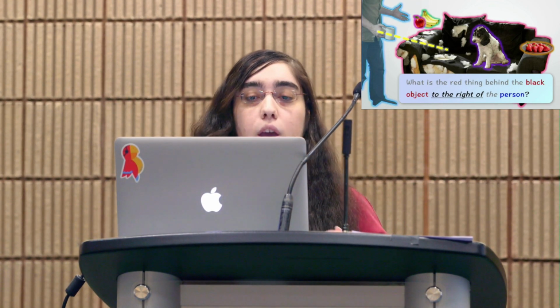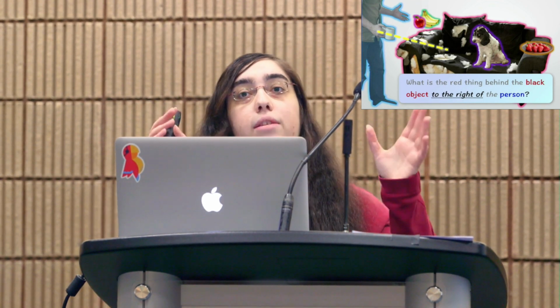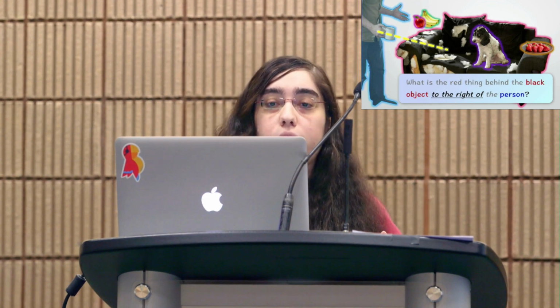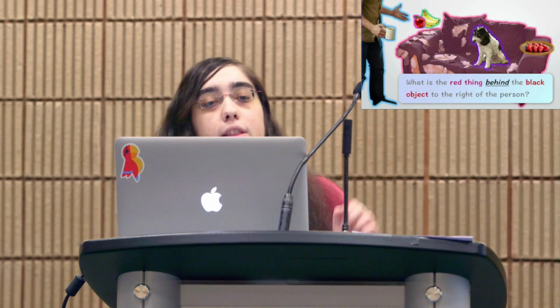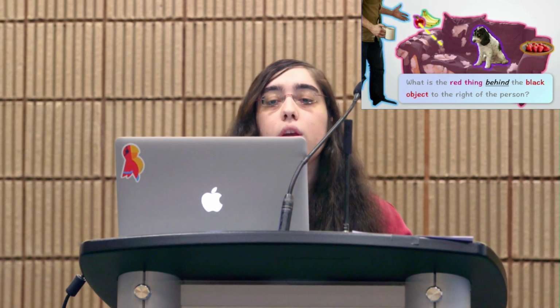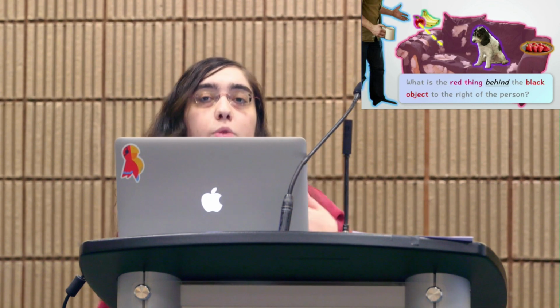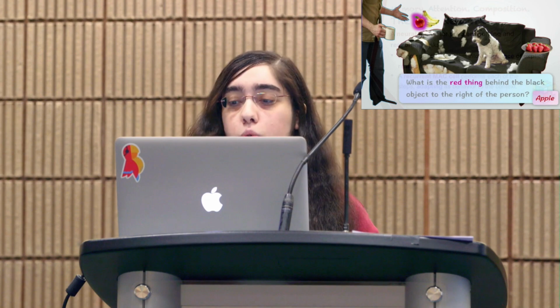At the second step, it will focus on the next phrase, the black object to the right of. What it's currently holding in memory is the person. So when it looks for the black object to the right of it, it will shift its attention to the black couch. And then we will repeat this process again. We'll look for the right thing behind what we currently have in memory, which is the couch, and we will find the apple, and this will be our answer.